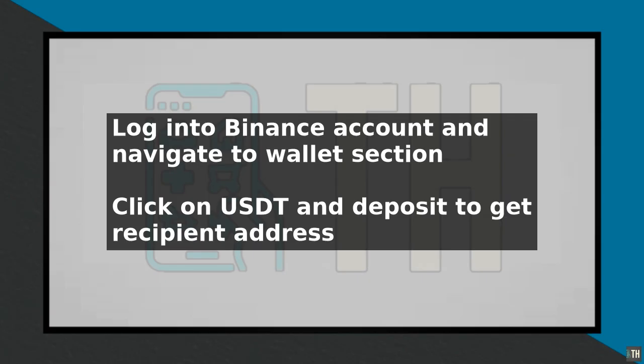To get the recipient address, log into your Binance account and navigate to the Wallet section. Click on USDT and then click on Deposit. You will see a deposit address, which is a long string of characters. Copy this address and go back to your Revolut account. Paste the address into the recipient address field.